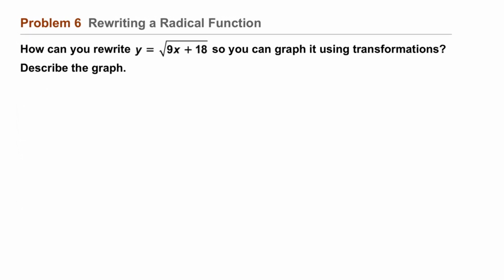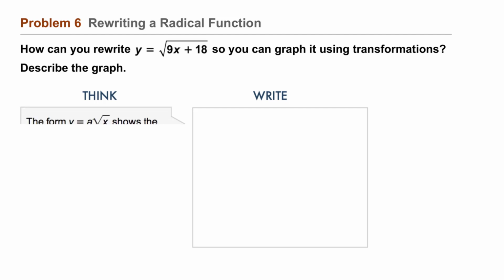How can you rewrite y equals the square root of 9x plus 18 so you can graph it using transformations? Describe the graph. Consider what you might think on the left and what you may write on the right as you work through this problem. First think, the form y equals a times the square root of x shows the stretch or shrink, so we can factor to get x minus h in the radicand.